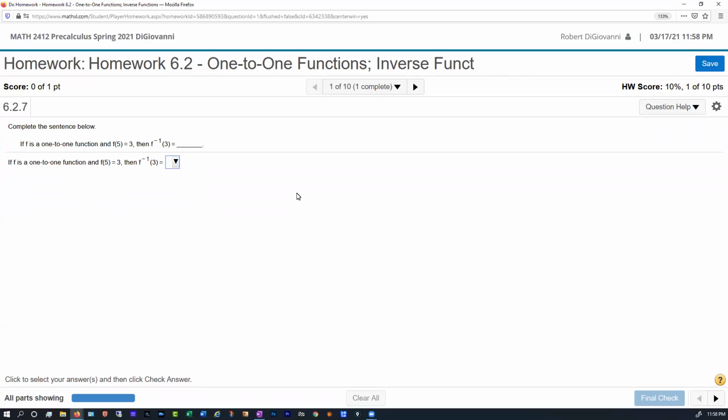Okay, 6.2 one-to-one functions. It's getting late, almost midnight. Let's see how I do here.